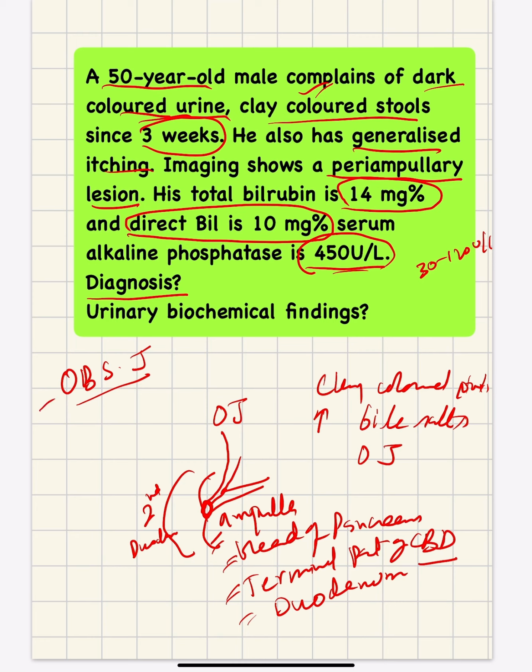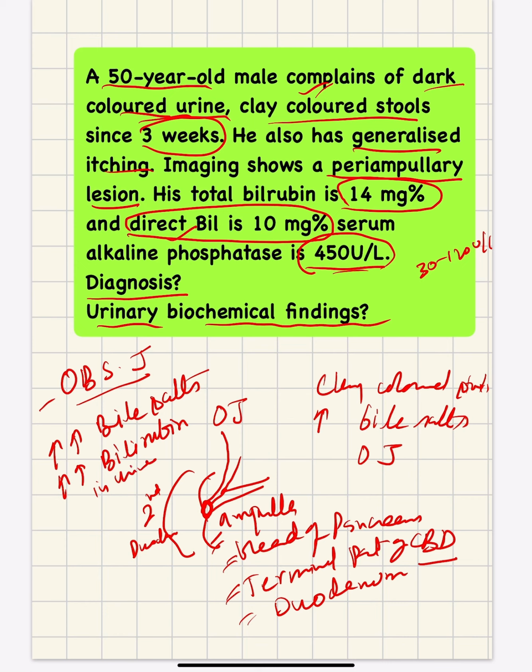And then what are the urinary biochemical findings? In case of obstructive jaundice, we know that there is an increase in the level of bile salts and bilirubin in urine. Why? Because the conjugated fraction is increased, so that is water soluble, and it comes out in the urine. Since there is obstruction, there will be no urobilinogen. So these are the urinary findings in this case. So this is how you approach such questions on jaundice.